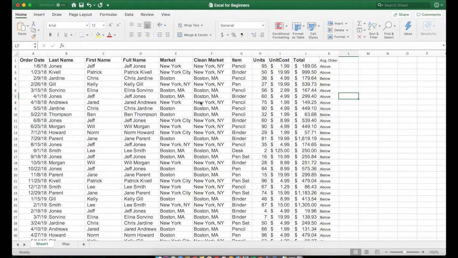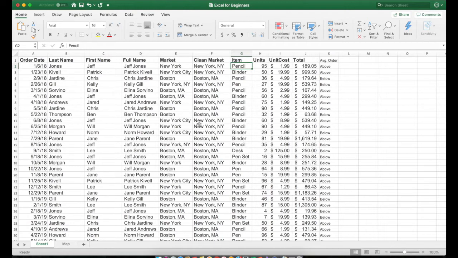All right, so now using these formulas, I've got a lot of data, which is really helpful, but I want to look through this data in a little bit different way. I want to know of my clean markets, how much total revenue came from New York, how many total units came from New York. I want to know of the pencils, how much money came from pencils versus binders and pens. And I want to be able to cleanly just look at that. So how do I take all of these cells and figure that out really quickly?